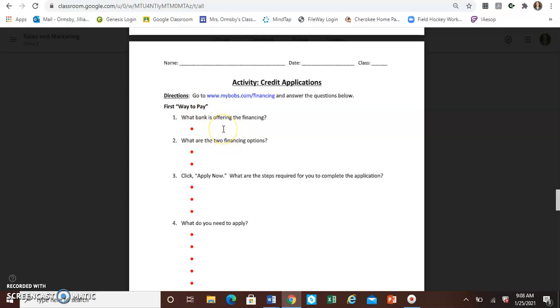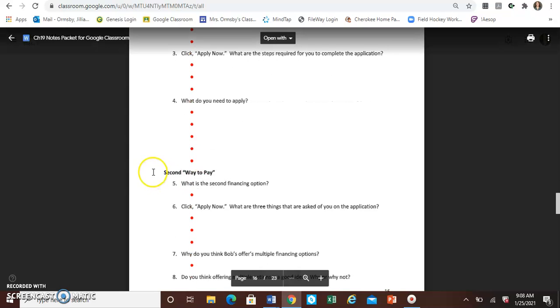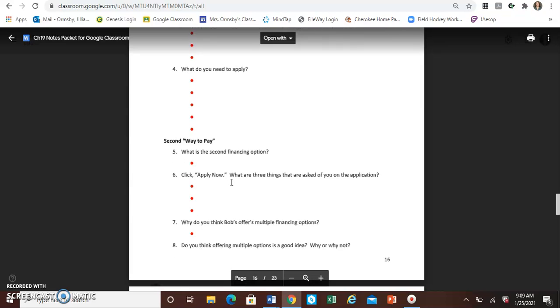You're going to find the answers to these questions. What bank is offering the financing? What are the two financing options? Click apply now. What are the steps required for you to complete the application? What do you need to apply? And then they also offer a second way to pay. So I want to know about that financing option as well.